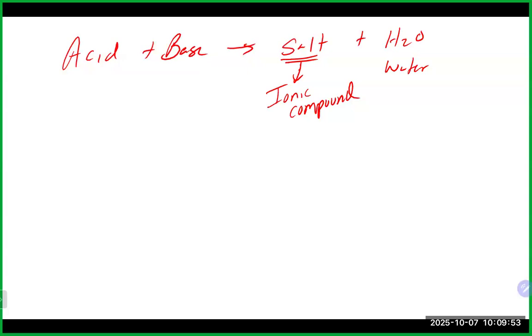Especially with the strong acid, strong base situation, or in a lot of acid-base situations, the H plus is provided by the acid, the OH minus is provided by the base, and that's where water comes from. Our salt is usually the ions that are left over. For the most part, they're like the spectator ions.